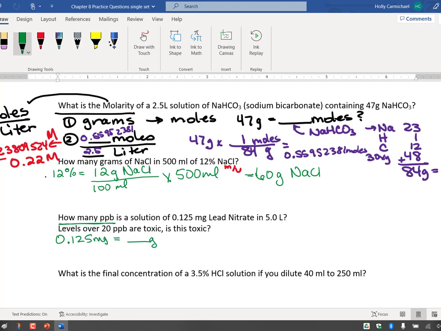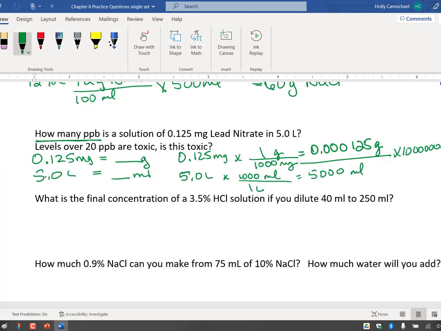What about 5.0 liters? Is that okay? What do I need it as? It needs milliliters. So 5.0 liters, I need to put that in milliliters. Once I get that, divide them, multiply it times 1,000,000,000. So you take the gram amount, or milligrams, convert it to grams. 0.125 milligrams is 0.000125 grams after doing the math. 5 liters becomes 5,000 milliliters. I'm dividing those and multiplying that answer times 1,000,000,000.